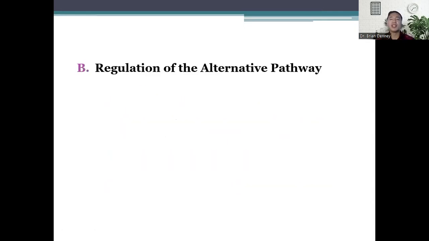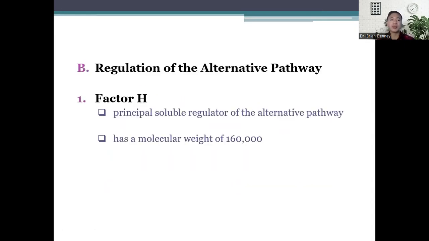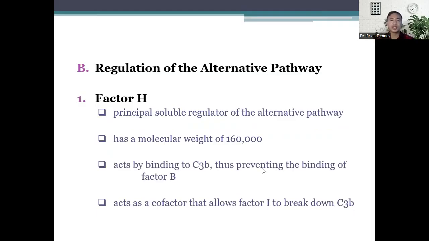Next, we have regulation of the alternative pathway. What are these proteins? We have factor H, which acts by binding to C3b, thus preventing the binding of factor B. So it binds to C3b so that factor B could not bind to C3b. So what complement protein does it prevent from forming? Your C3 convertase, because remember, C3bBb is the C3 convertase. And once your factor B is not bound to C3b, there will be no activation of the cascade. It also acts as a cofactor that allows factor I to break down C3b.